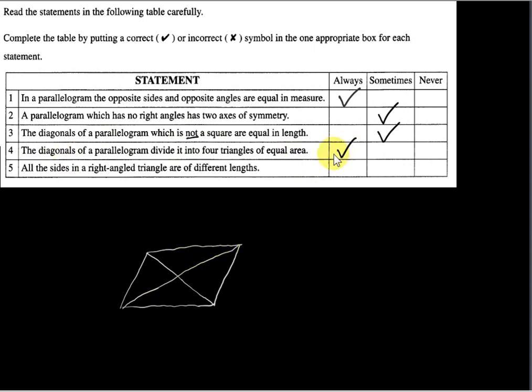Yeah, this is always true. And I'll just quickly go over that again. We know from a theorem that the diagonals of a parallelogram bisect each other. So the distance from here to here is equal to the distance of here to here. Now let's suppose we want to get the areas of these two triangles.